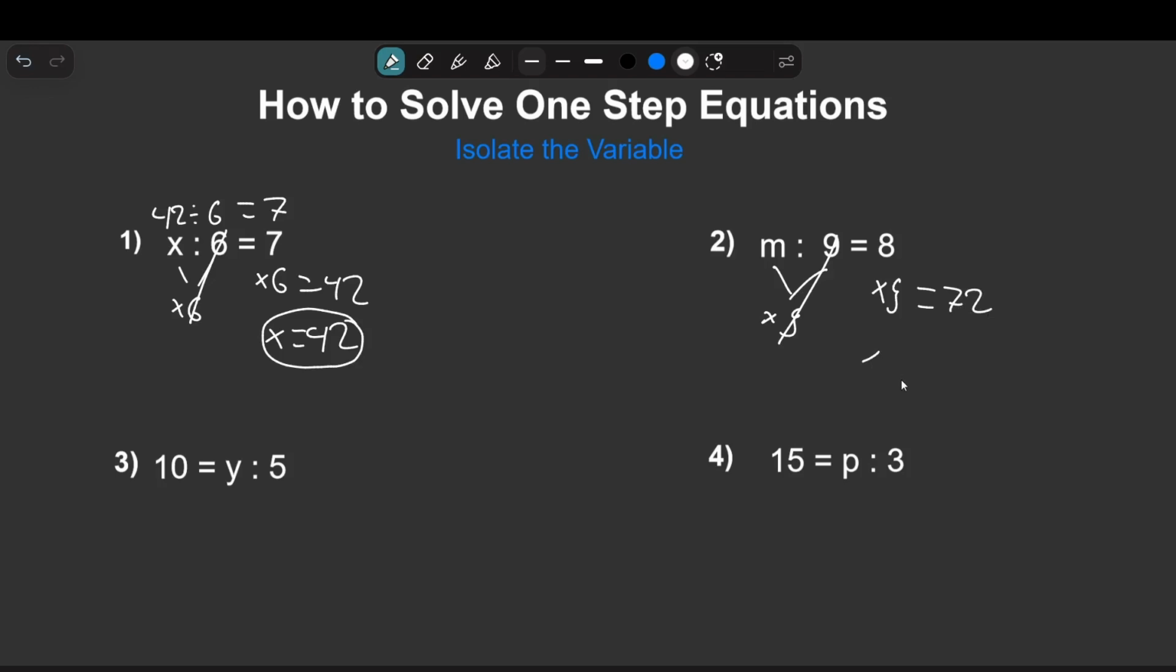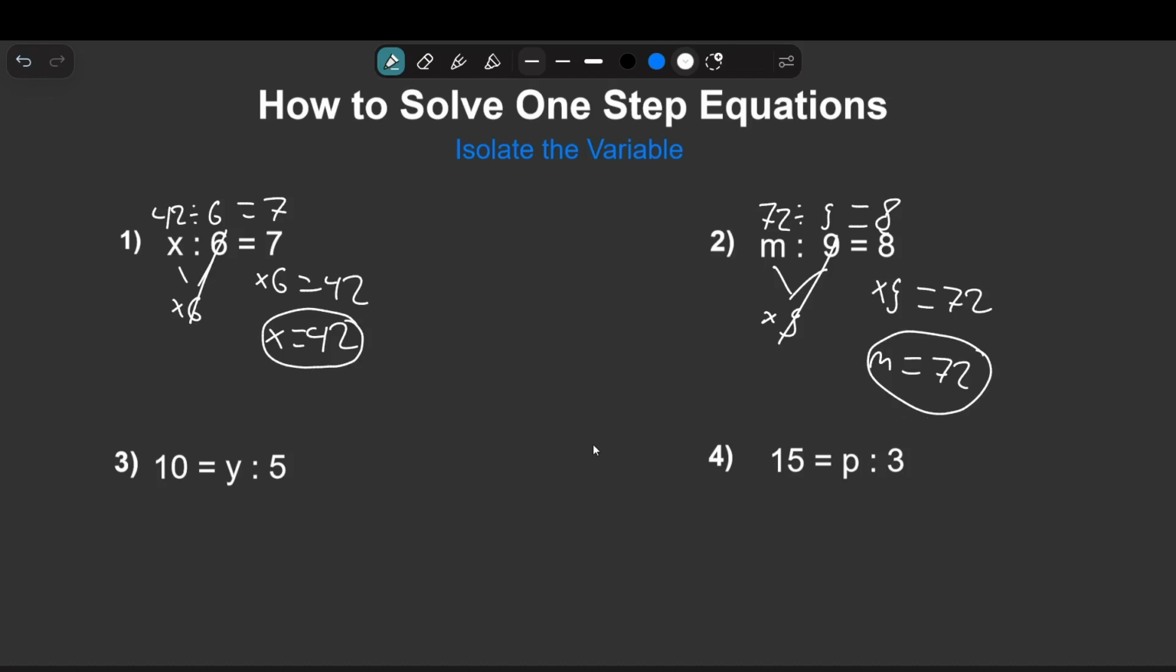So our variable, which is m, should have a value of 72. And again, to check this, we can just plug it in right here. 72 divided by 9 equals 8. So this shows us that we have the correct answer and the value of our variable is 72.